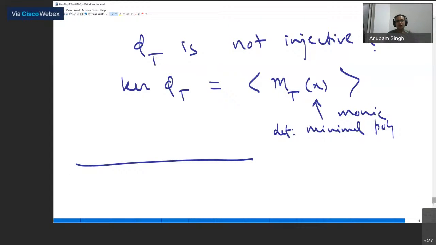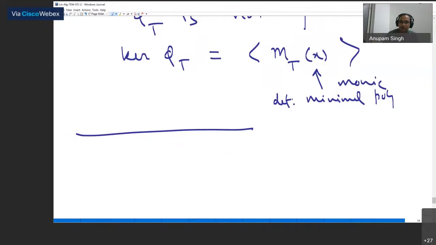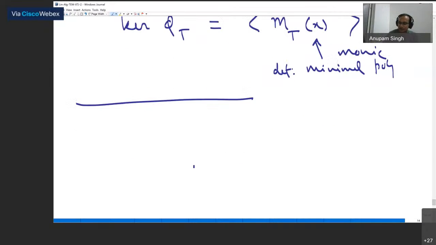Once again, if anyone knows module theory, you can see that what I have done is make V into an F[x] module via T. But anyway, I'm not going to elaborate too much on that. Somebody who knows module theory can easily see this, so I'll put a star here: V is an F[x] module via T.